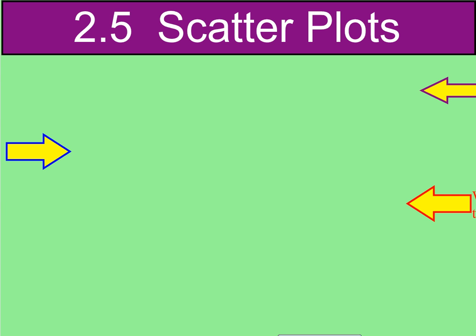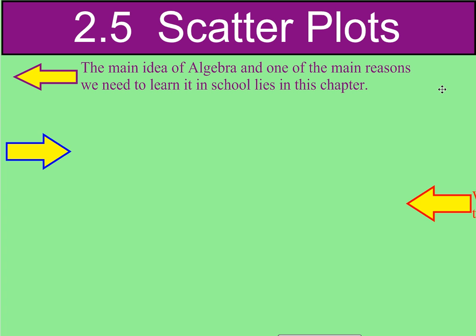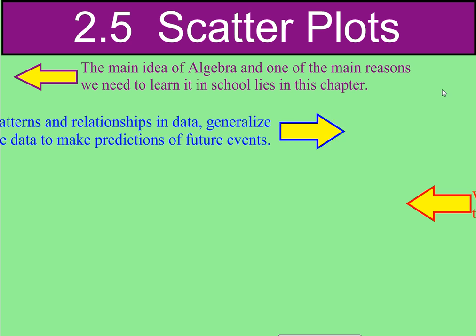This is 2.5 for Algebra 2, scatter plots, and what this is going to do is take what you did last time with linear and put it into a context, so that's going to be pretty handy for you. The main idea of algebra, and one of the main reasons we need to learn it, lies in this chapter.